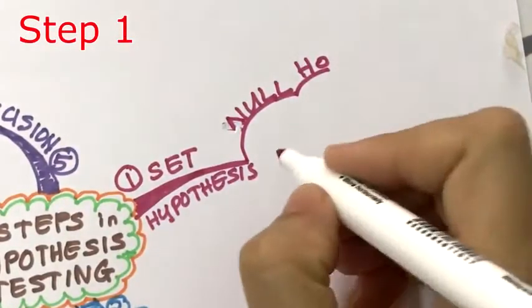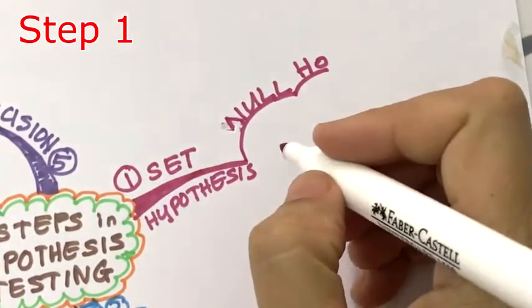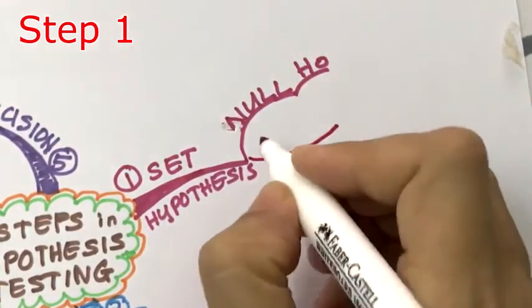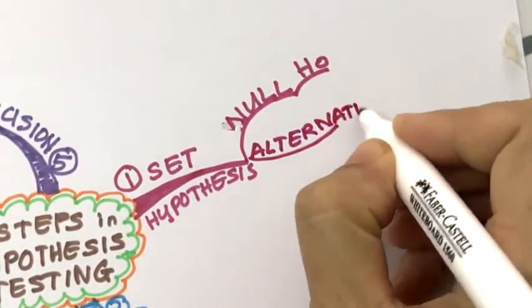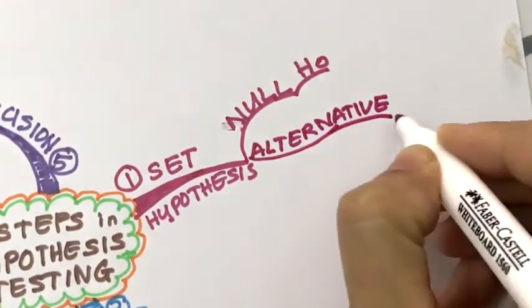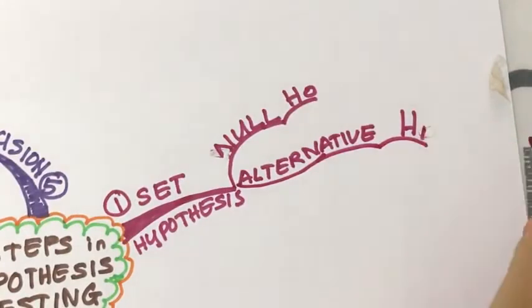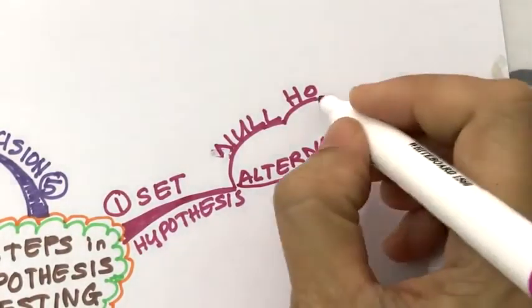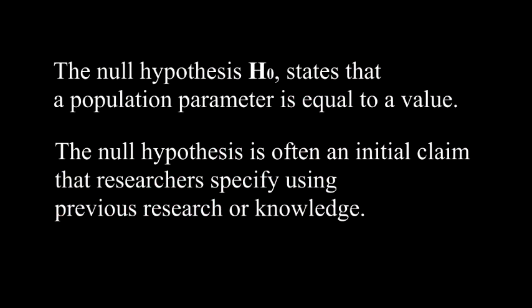The first step is to set the hypothesis. Every hypothesis testing situation begins with a statement of a hypothesis. There are 2 types of statistical hypothesis for each situation, which is the null hypothesis and the alternative hypothesis. The symbol that we use for the null hypothesis is H0, which states that the population parameter is equal to a certain value, and the null hypothesis is usually the initial claim that researchers specify using previous research or knowledge.